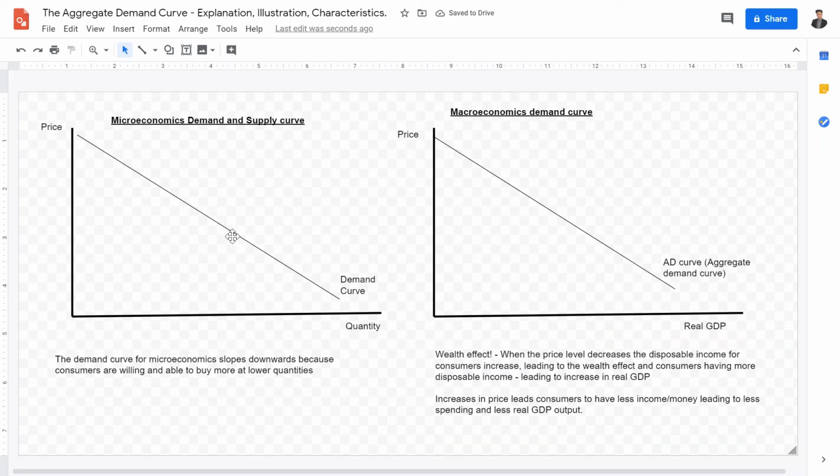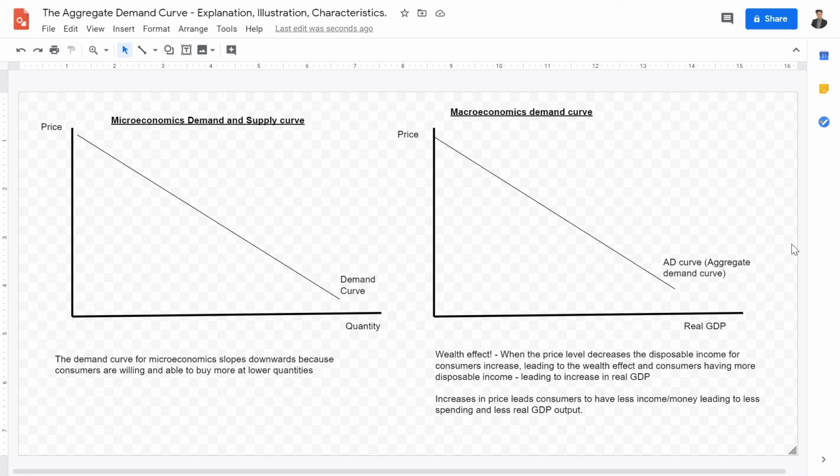Now, although the macro and micro curves both slope downwards, the reasoning behind them is different, and the results are indeed different between the two. That is because the reasoning is different, and also because the x-axis in macroeconomics is actually real GDP and not the quantity as it is in micro.